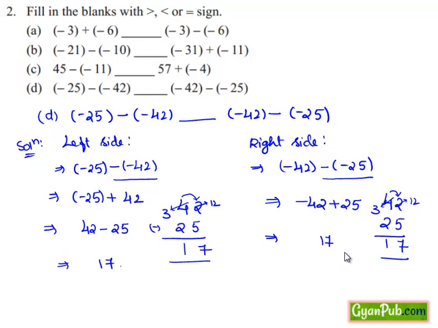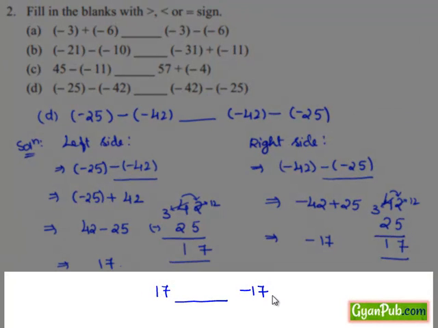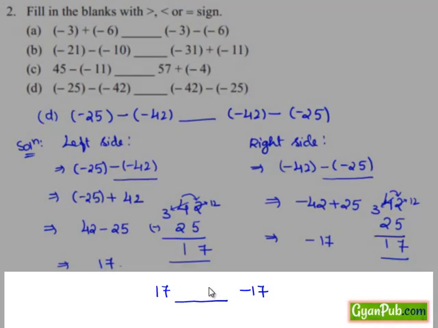Here we decide bigger integer by eliminating their signs. Ignore the signs minus and plus before 42 and 25. We know that 42 is bigger integer than 25. So this 17 takes the sign of bigger integer 42, that is negative. On the left hand side we got 17 and on the right hand side we got minus 17. Always a positive integer is greater than a negative integer. So we can fill this blank with the greater than symbol.